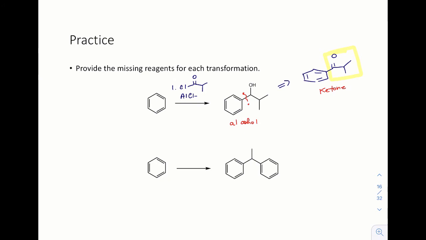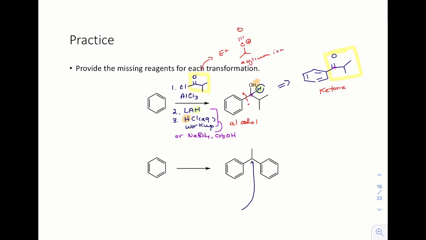Aluminum chloride is required to generate the active acylium ion. This ketone is the intermediate of step 1. To convert the ketone to the alcohol, a reduction reaction must occur to add hydride to the carbonyl carbon. That can be accomplished with either sodium borohydride or lithium aluminum hydride. I will show lithium aluminum hydride here, but sodium borohydride in the presence of an alcohol solvent would have been perfectly acceptable. In the second reaction, there is no functional group on the benzylic carbon.